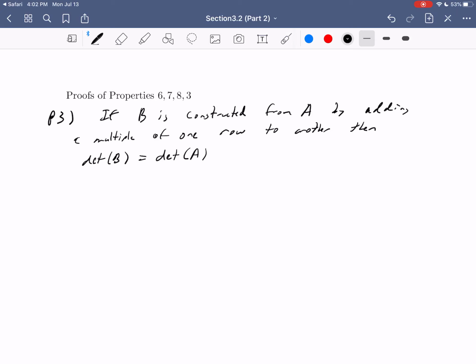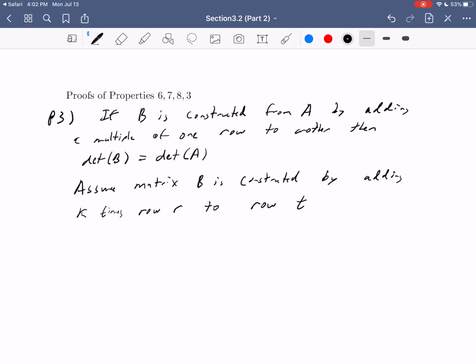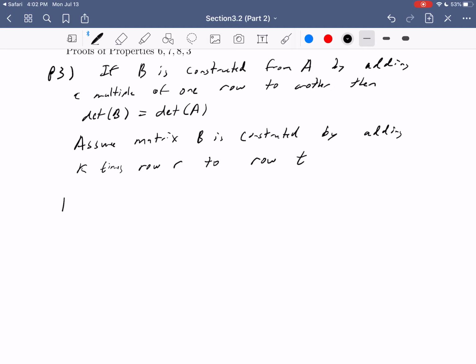Okay, so let's go ahead and assume matrix B is constructed by adding K times row R to row T. Okay, so what does that tell us? That tells us that Bij is the same as Aij, except when we're in that Tth row.